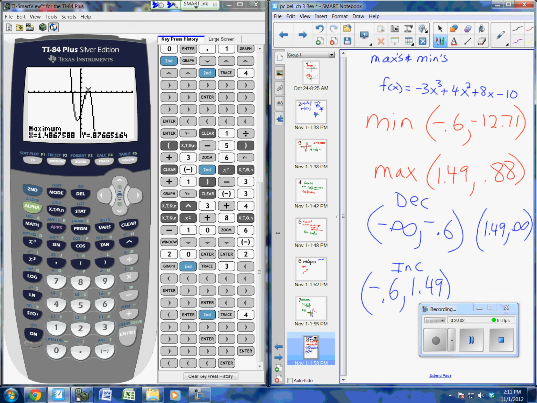We're looking to see where it's increasing and decreasing, left to right. As you go left to right, this function is decreasing at first, right? So from negative infinity until you get to x value negative 0.6, it's decreasing. Then from negative 0.6 to 1.49, it is increasing because it's going up. And then from 1.49 to forever to the right, the y values are going down. Do we understand that? That's how you tell if a function's increasing or decreasing.